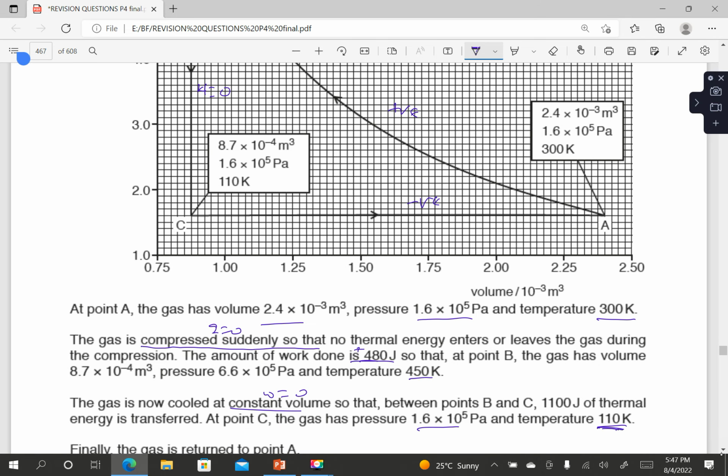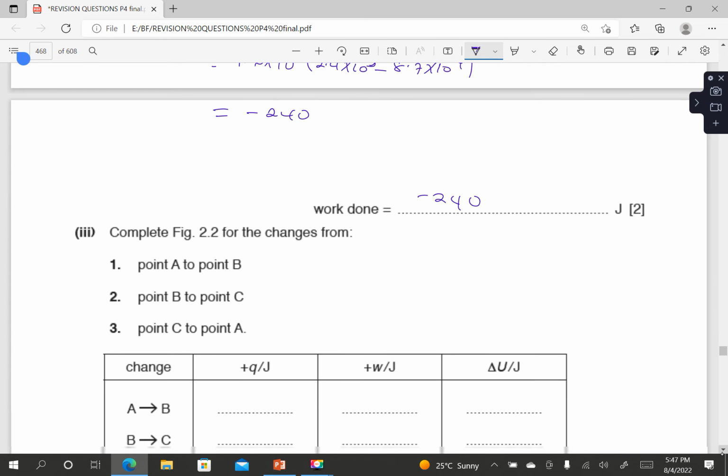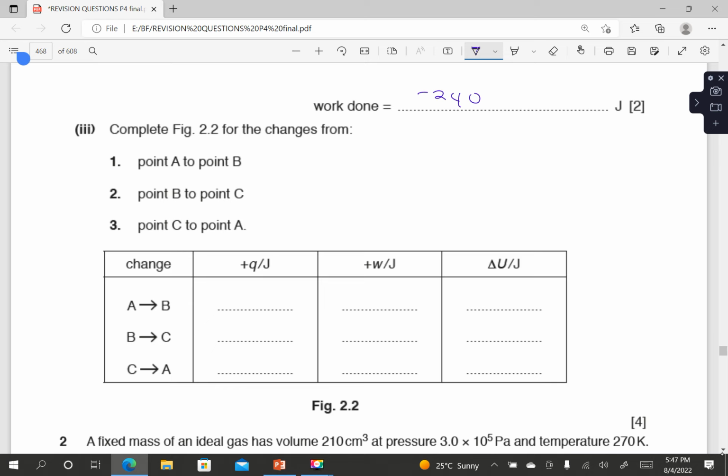At point A, the gas has that volume, pressure, and temperature. The gas is compressed suddenly. No thermal energy enters or leaves the system. So where there is Q from A to B, we put there 0. So A to B, this is 0.